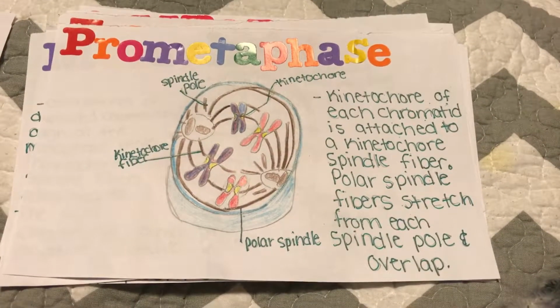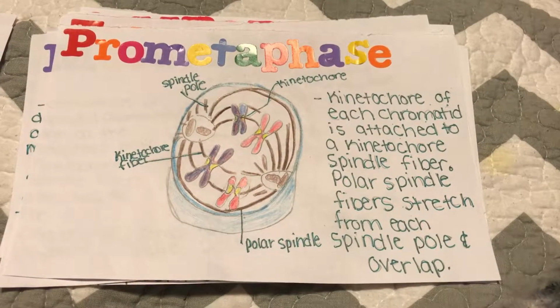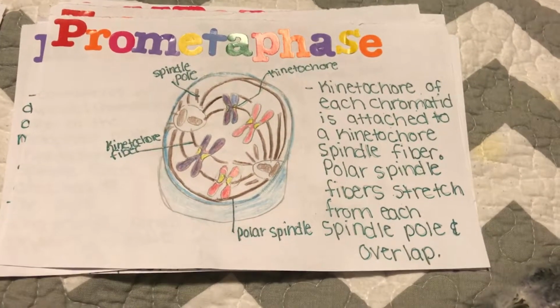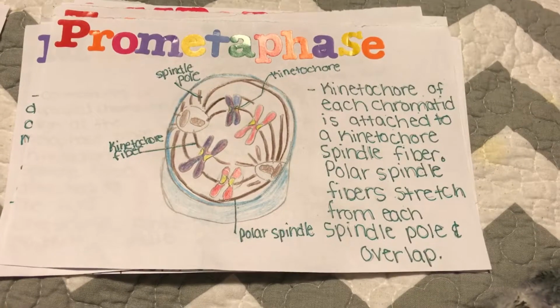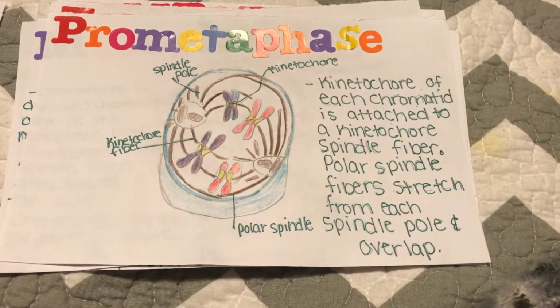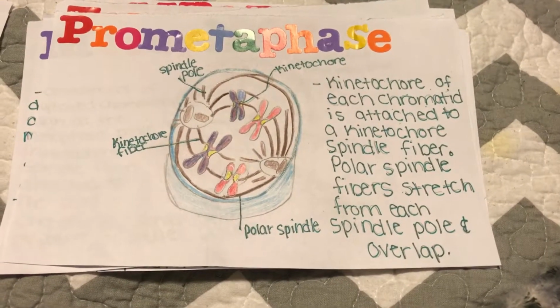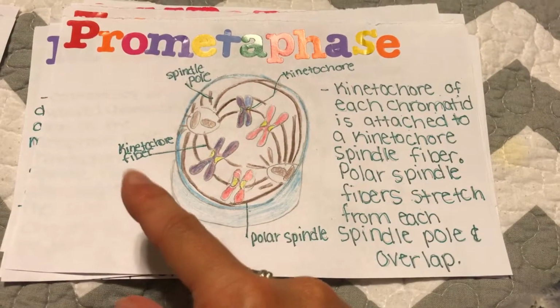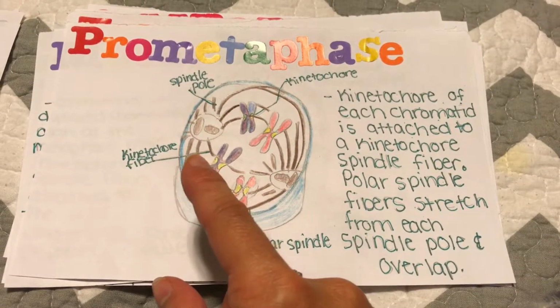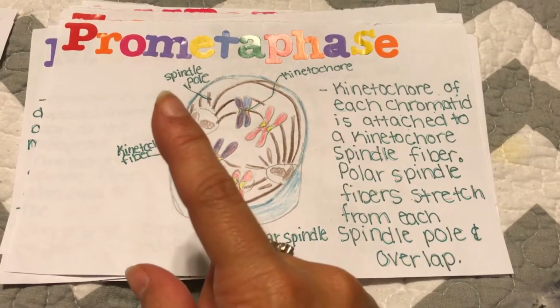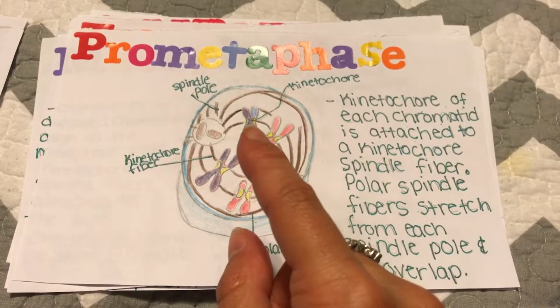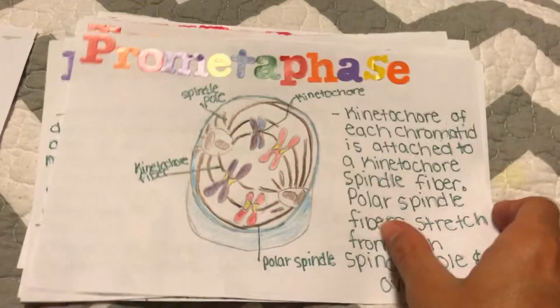Prometaphase. Kinetochore of each chromatid is attached to a kinetochore spindle fiber. Polar spindle fibers stretch from each spindle pole and overlap. A polar spindle is this brown thing. The kinetochore fiber is over here. A spindle pole is over here. And the kinetochore is the yellow things in the center of these.